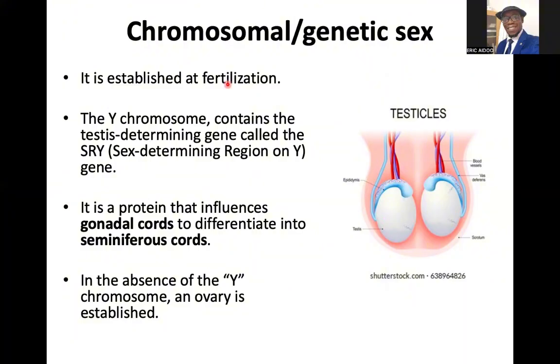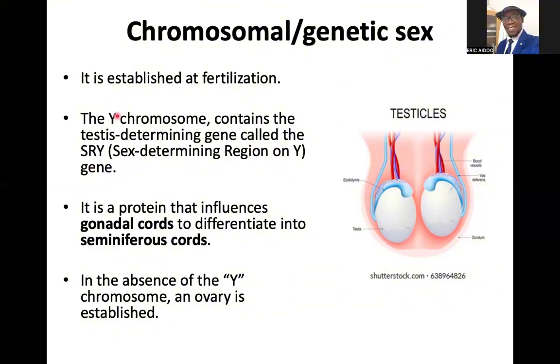So we've talked about chromosomal or genetic sex, that it is established at fertilization as whether the X-bearing spermatozoa or the Y-bearing spermatozoa meets the egg. The Y chromosome contains a substance known as the testis determining gene. It's actually a protein. Testis determining gene called the SRY gene. The S stands for sex, R stands for the region, and then Y stands for Y, gene, to determine whether the development is going to go along the male line or the female line.